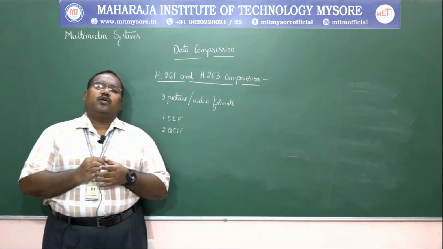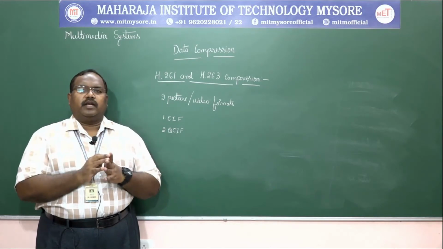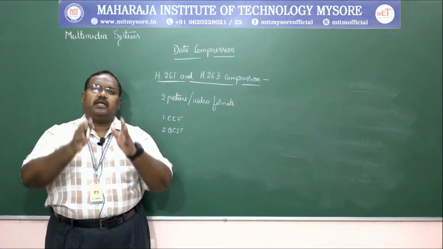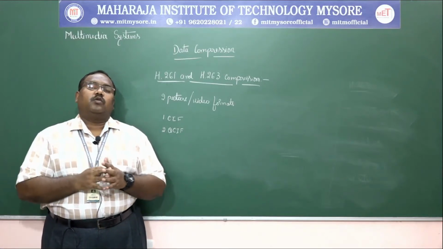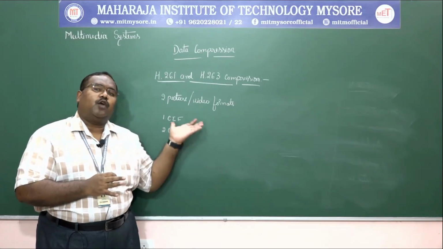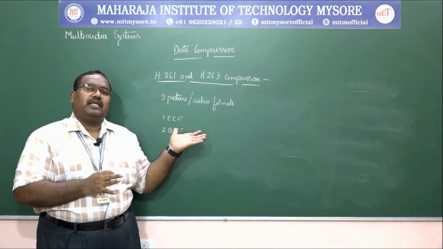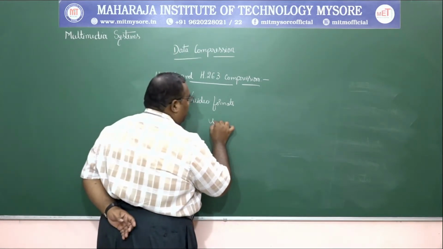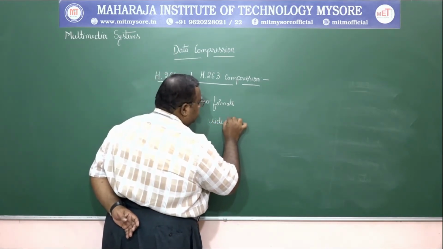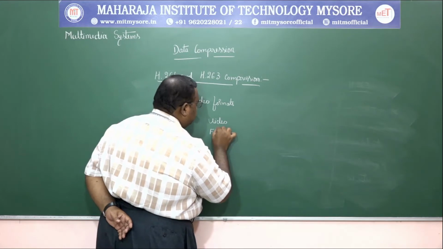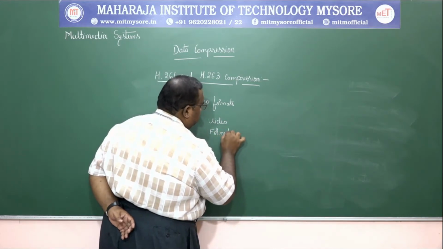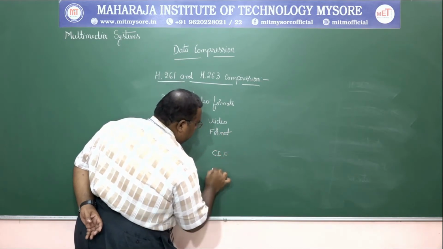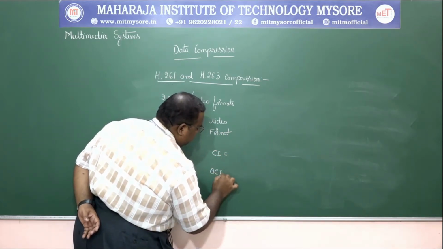So what is CIF? CIF stands for Common Intermediate Format, whereas QCIF stands for Quarter Common Intermediate Format. How to analyze these two? We can analyze these two with this chart. The first one is the video format. Here we have CIF and next we have QCIF.